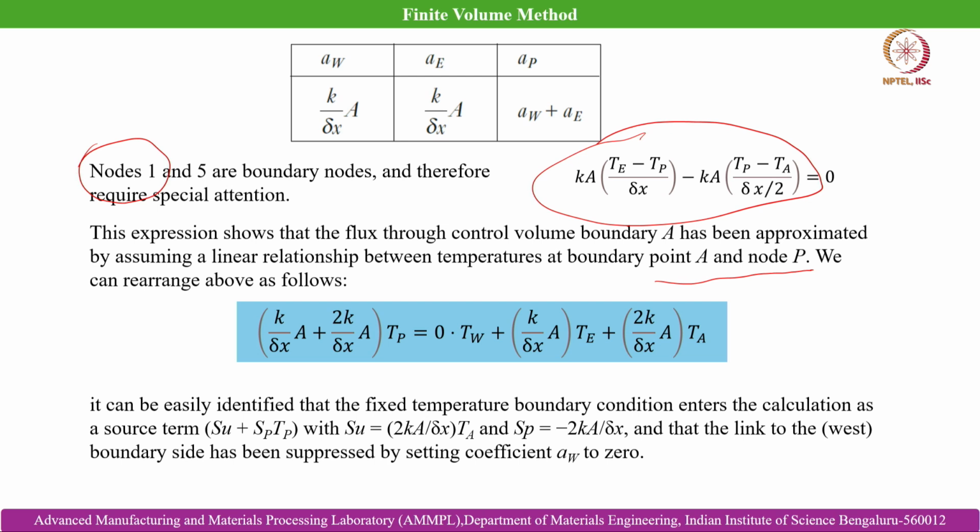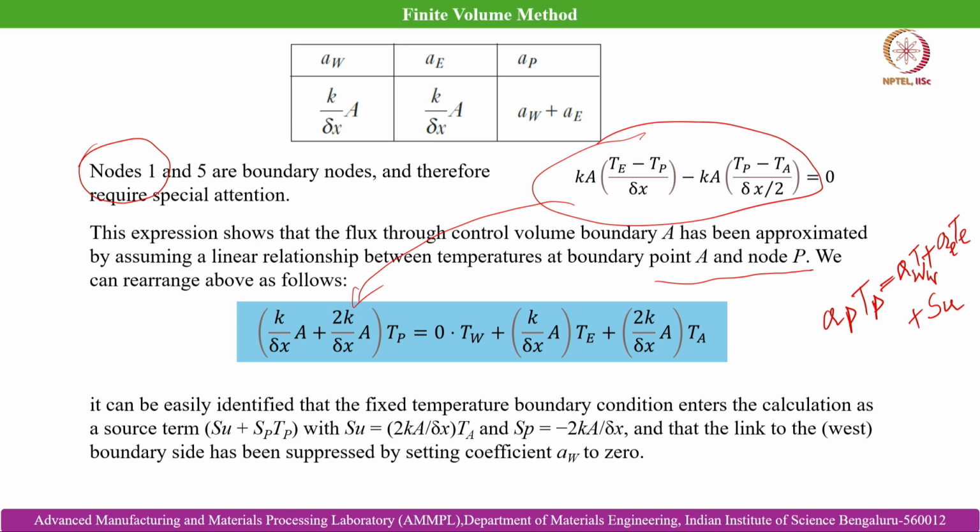We are rearranging this equation to arrive at this one. Here, K by delta x A plus 2K by delta x A, into TP, is equal to K by delta x A into TE plus 2K by delta x A into TA. Here we are not getting any term with TW. But what is our usual form? Our usual form is APTP equals AWTW plus AETE, plus SU whenever there is a generation.